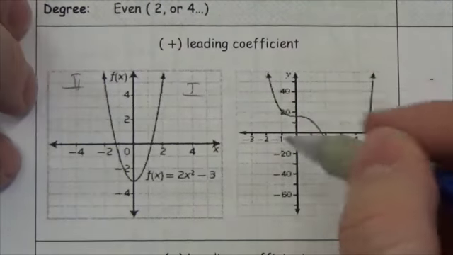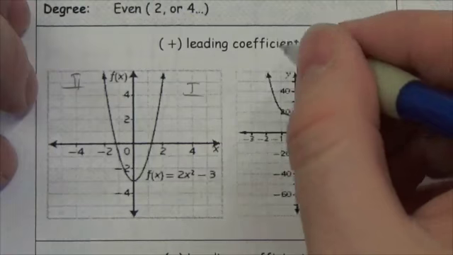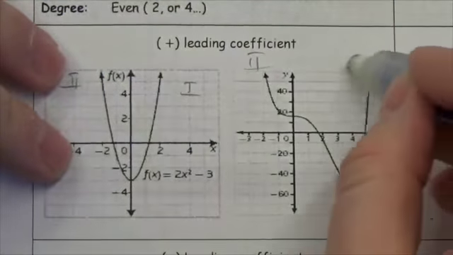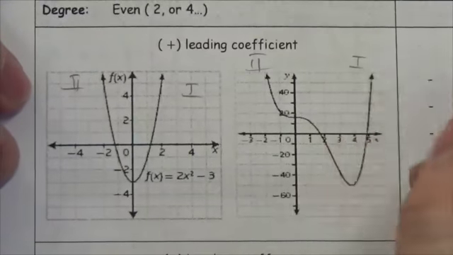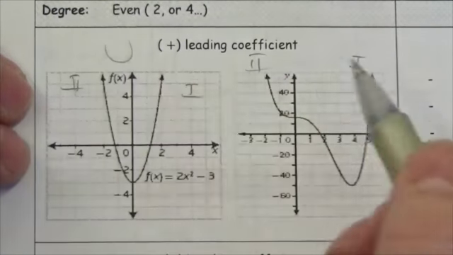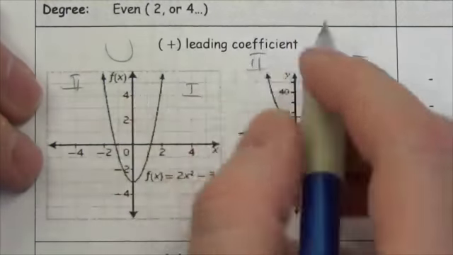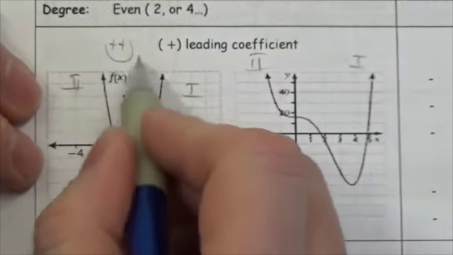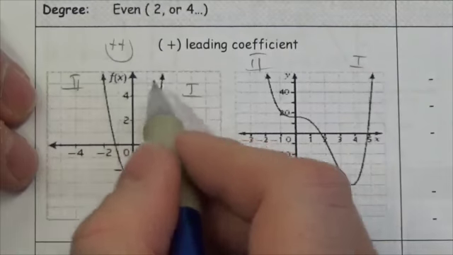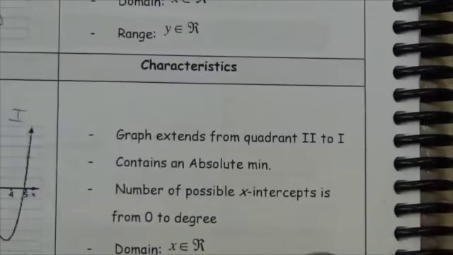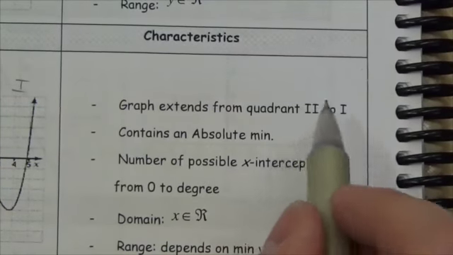Okay, same thing here for this one. This is a quartic. This would be a fourth degree. I start in quadrant 2 and I end in quadrant 1. Now, essentially what happens here is this thing is opening up. And if you need some help here, it's a positive one. So look at that. Happy face. So smiley. Okay, so positive, opens up here. Now, this means the graph extends from quadrant 2 to quadrant 1.